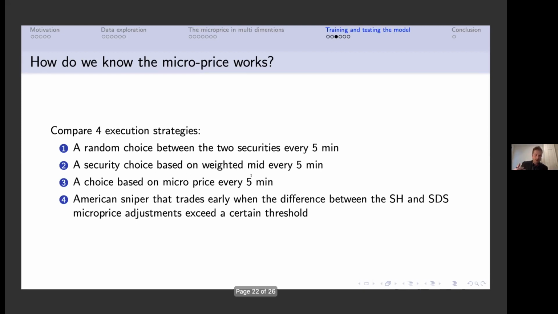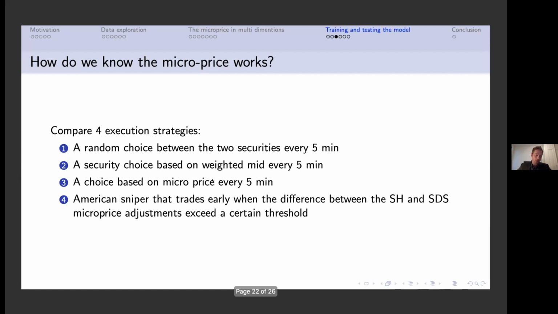The third one is very similar to the second, but now we're computing the micro price, so we're able to also take into account whether the relative price of SH and SDS indicates that I should buy one rather than the other. And the last one is an algorithm that resembles more how real execution algorithms typically behave. I don't know if you've ever looked at the marketing for execution algorithms, but they tend to have names like Sniper or Guerrilla or Thunder or Ninja, because they claim to be all very opportunistic.